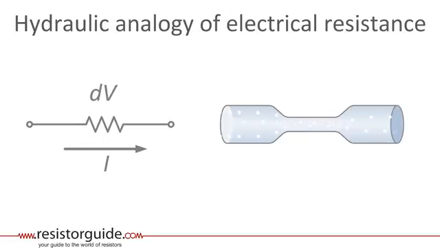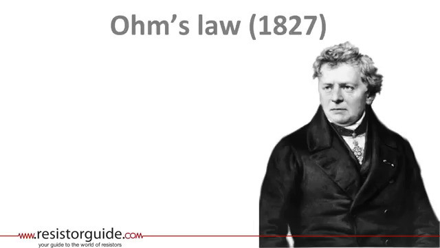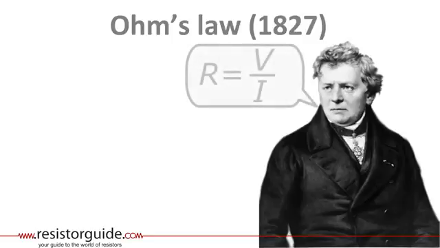The relation between the electrical current, voltage and resistance is described by Ohm's law. Mr. Ohm was a German scientist that discovered in 1827 that electrical resistance is equal to voltage divided over current. In this formula, resistance is in ohms, voltage in volts and current in amps.